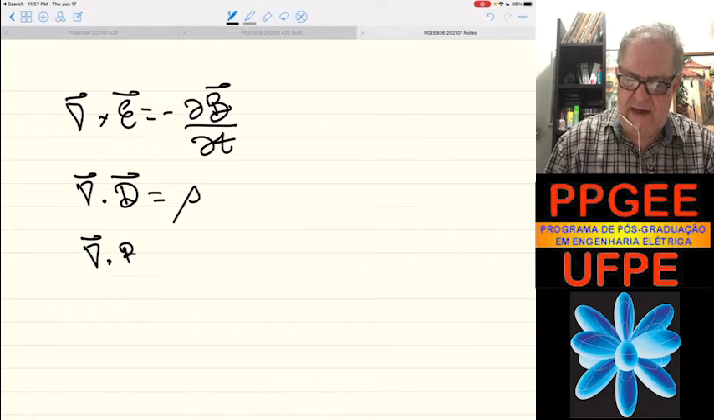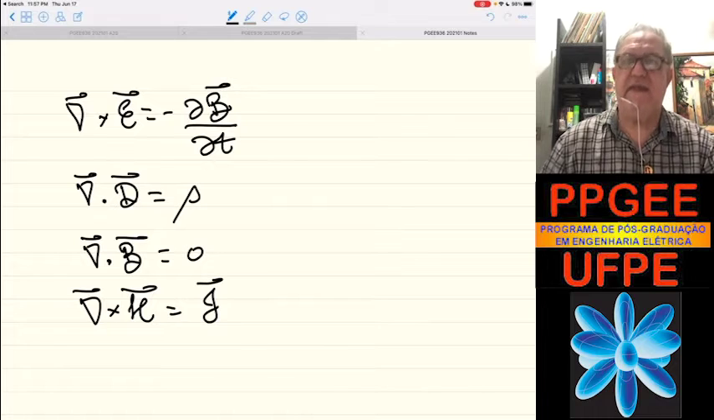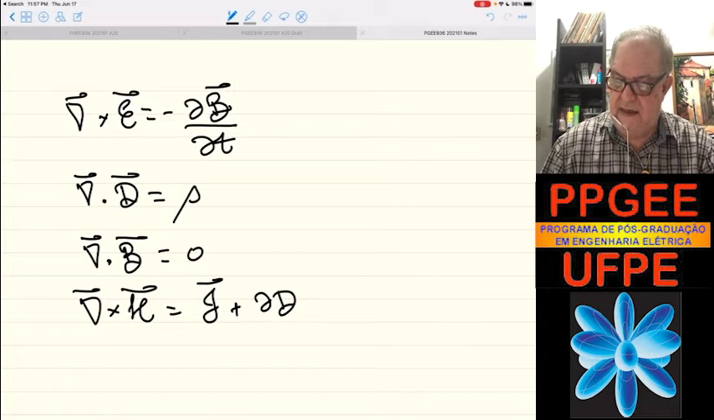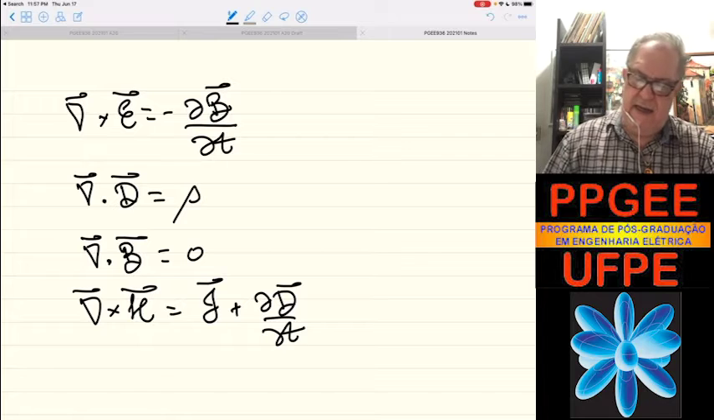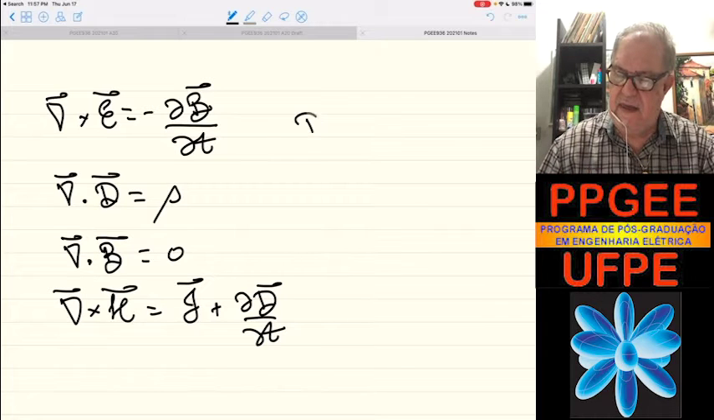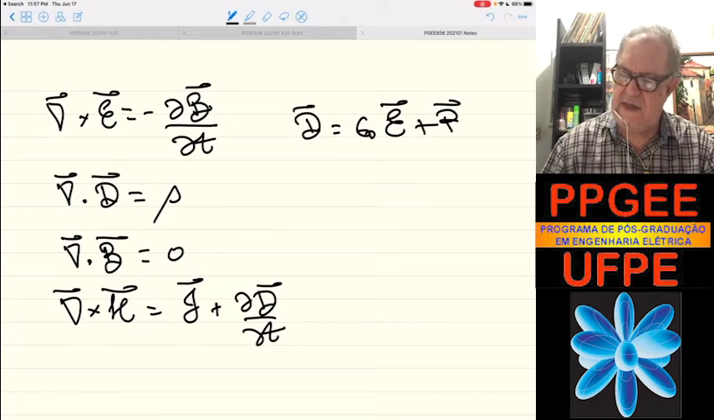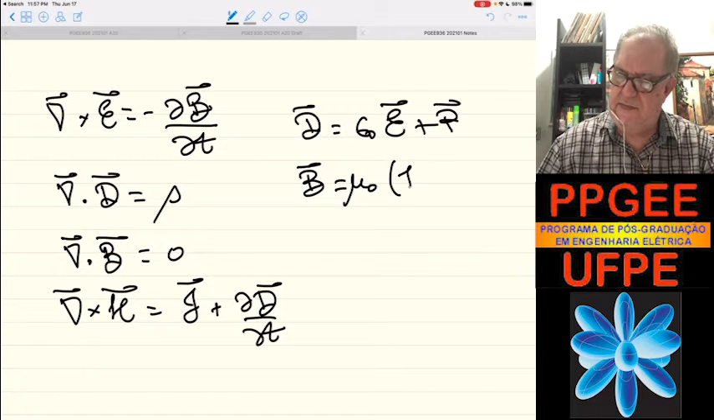Divergence of B equals 0, and curl of H equals J, which is the free current density, plus dD/dt. And the constitutive relations between D and E and P: D equals epsilon 0 E plus P. That's the electrical constitutive relation, and B equals mu 0 H plus M.